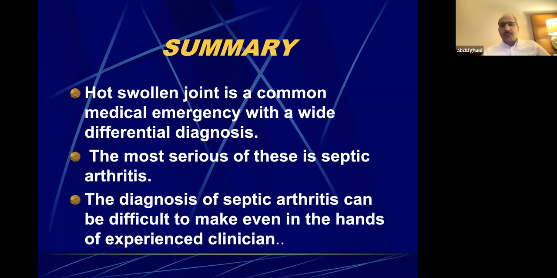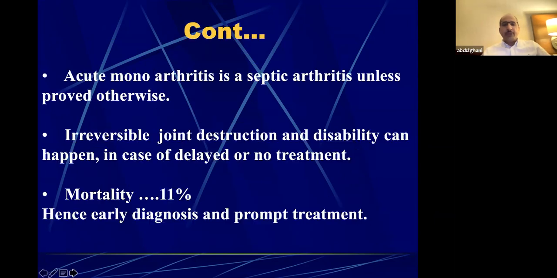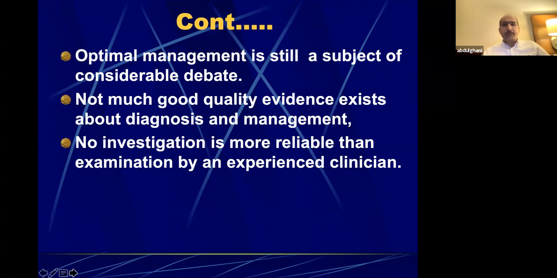So, in summary, a hot swollen joint is a common medical emergency with a wide differential diagnosis. The most serious of these is septic arthritis. The diagnosis of septic arthritis can be difficult to make even in the hands of an experienced clinician. Acute monoarthritis is septic arthritis unless proved otherwise. Irreversible joint destruction and disability can happen in case of delayed or no treatment, and mortality can be up to 11% of the cases. Hence, early diagnosis and prompt treatment is very, very important.